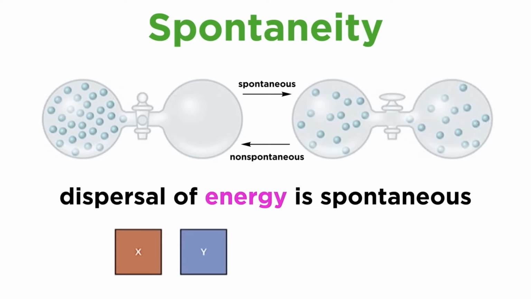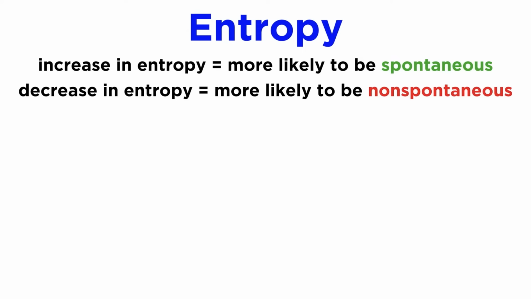We can look at an analogous system involving two isolated objects at two different temperatures, where X is hot and Y is cold. If these objects come into contact with one another, heat energy will spontaneously flow from the hot object to the cold object until both objects are at a uniform temperature. Again, spontaneity favors dispersal, but this time rather than matter, we are looking at the dispersal of energy. So the dispersal of matter and energy is entropically favorable and is a factor in determining spontaneity.